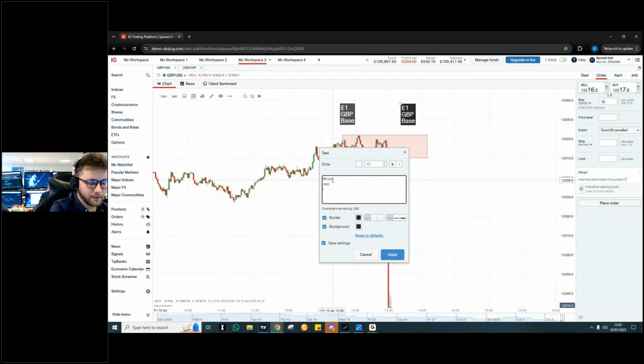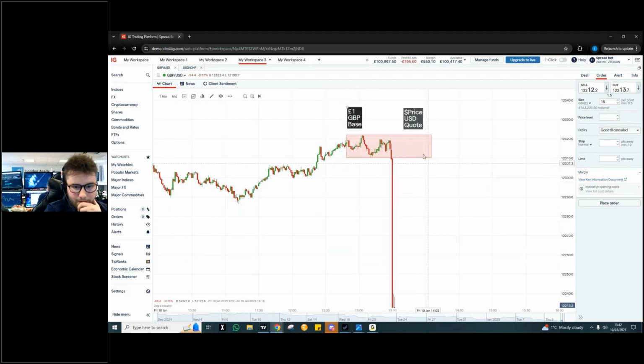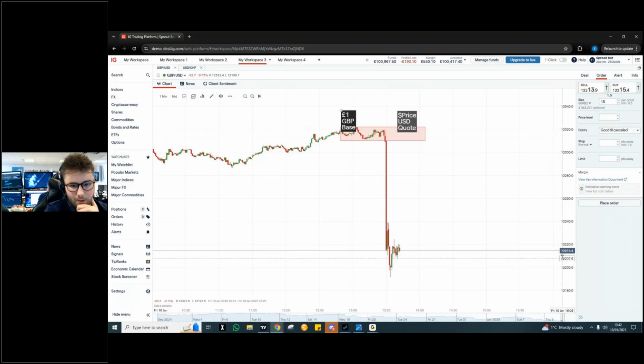X amount of the quote currency. So at the moment, £1 would buy $1.2214.